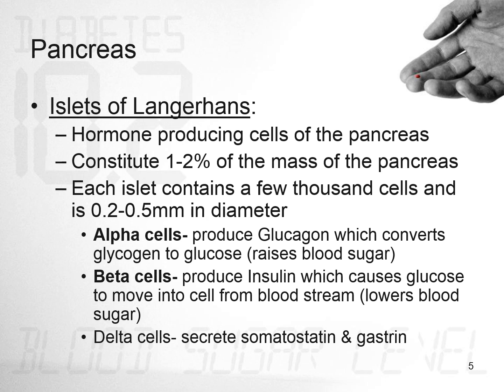So in the pancreas, we have the islets of Langerhans. These are hormone-producing cells of the pancreas. They constitute 1 to 2% of the mass of the pancreas, and each islet contains a few thousand cells and is 0.2 to 0.5 millimeters in diameter. The alpha cells here produce glucagon, which converts glycogen to glucose. That raises our blood sugar level. And then the beta cells produce the insulin, which causes glucose to move into the cells from the bloodstream to then lower the blood sugar levels. And then we have delta cells, which secrete somatostatin and gastrin.